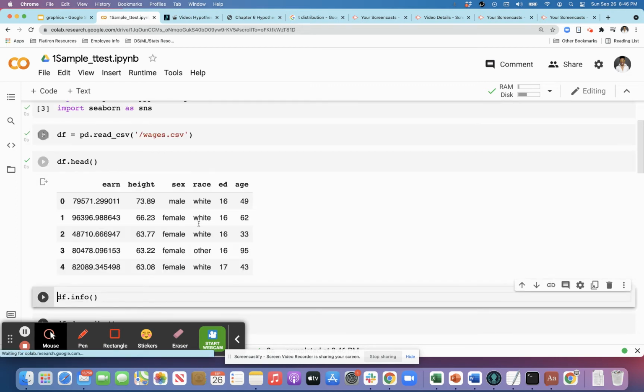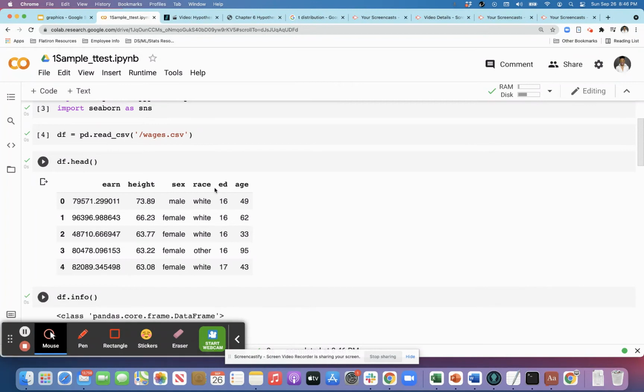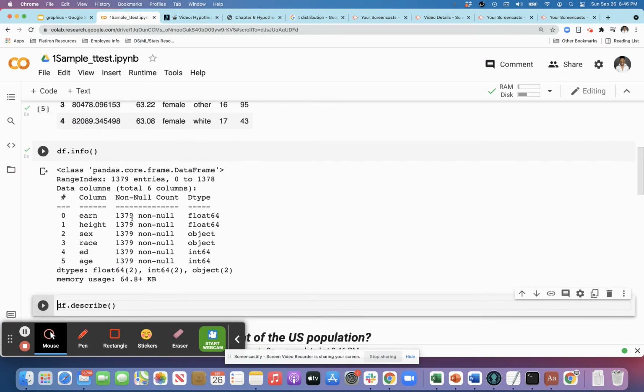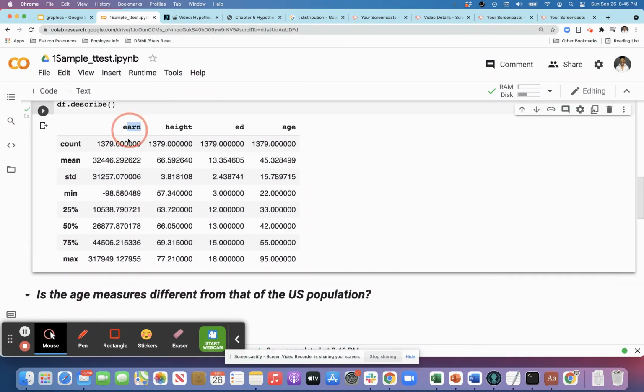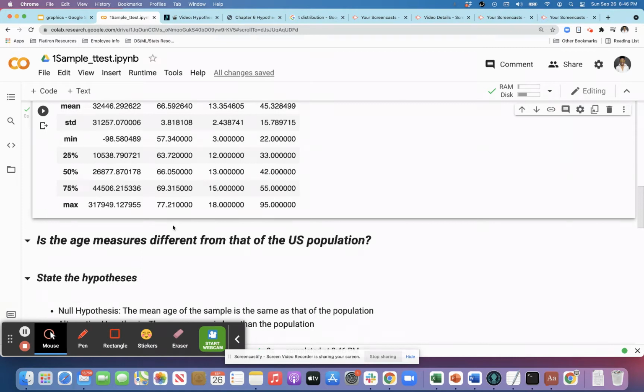Then I take a look at the data and see that there are 6 columns, and I see the size of my data set. It's 1,300 plus rows, and I do some descriptive statistics on the data, and I see it has age, height, and education level. Because I think earnings is not normally distributed, since the standard deviation is almost as large as the mean, we'll use height as our variable.